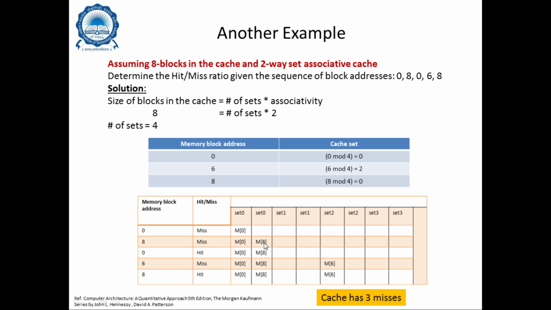So therefore it is here M8, then you have 0, so it's a hit now because M0 is already present, the content of M0 is already present. Then you have a 6, so 6 goes onto set number 2, so M6 goes here. Then you have 8, so 8 is a hit because the content of M8 is already available in set number 0. So what I am trying to say here basically is that when you have increased the number of blocks in the cache, the cache misses have reduced to 3 compared to, if we recall, 4 in the previous example.